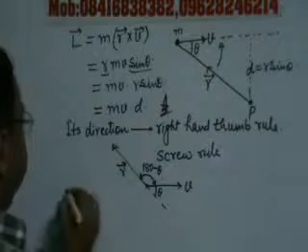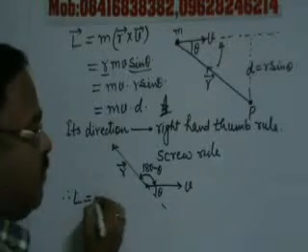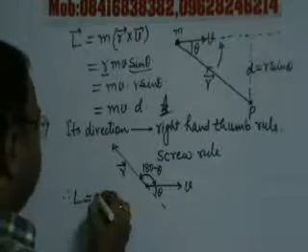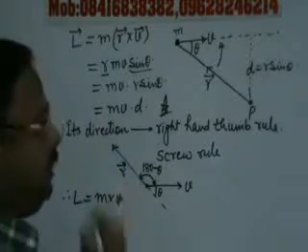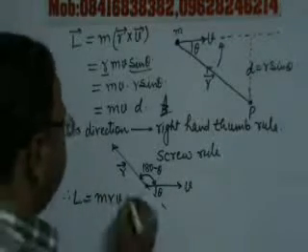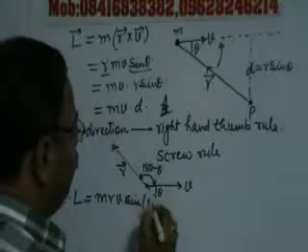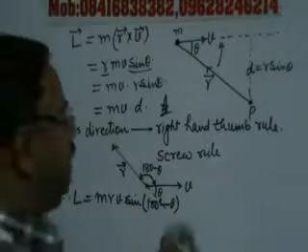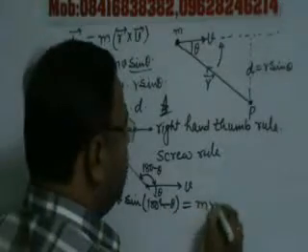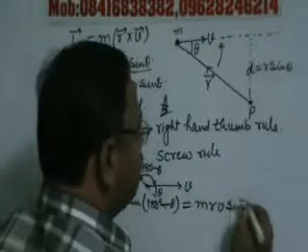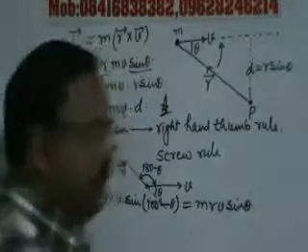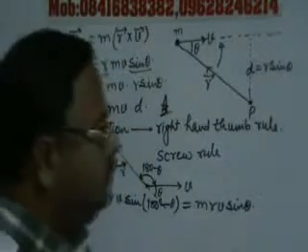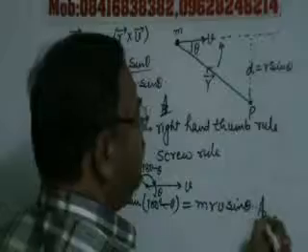So we have L is equal to क्या हो जाएगा? m r v, और ये क्या हो जाएगा? sine of 180 degree minus theta, which is equal to sin theta. So again it is m r v sin theta. So angular momentum will be equal to m r v sin theta. Now this will be the answer.